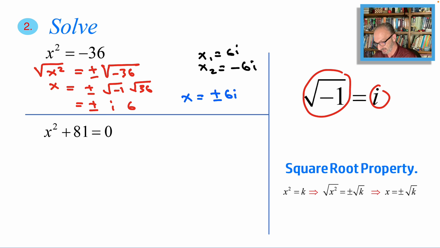Let's take another one. x to the second plus 81 equals 0. Using the same method, let's have 81 on the other side by subtracting it.